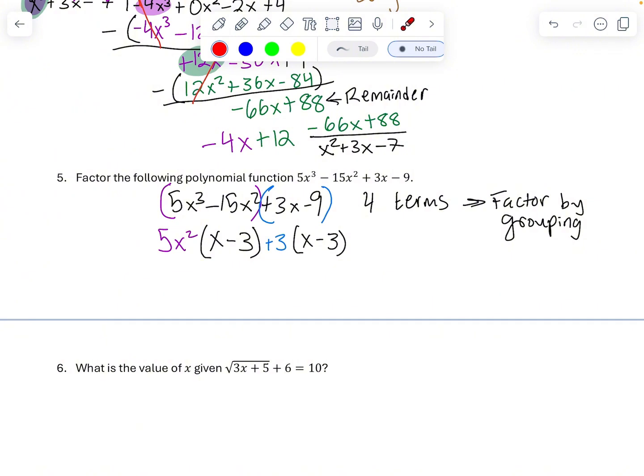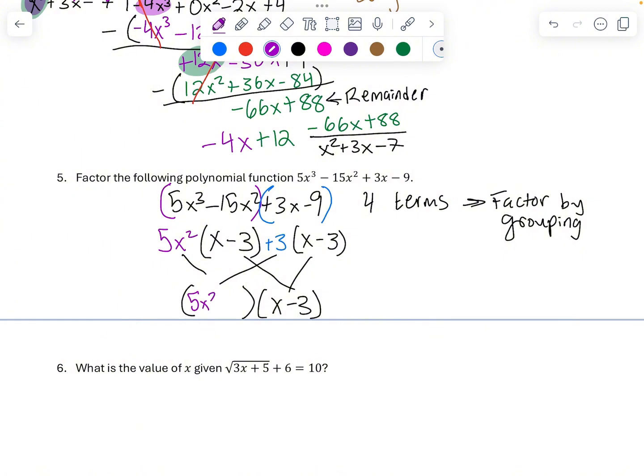Now, what I want you to notice, this factor and this factor are exactly the same. That is the goal of factor by grouping. If these two things were not the same, this didn't work, and we would have to do something else. But more often than not, hint, wink, wink, this will work, okay? So our two factors, our x minus 3's, will combine into a single factor of x minus 3. And then we're going to take whatever we had left over, so our two GCFs, our 5x squared and our positive 3, and that'll become our second factor.